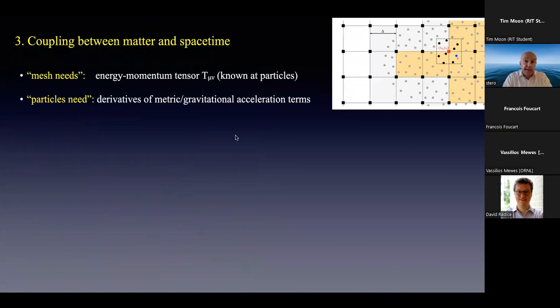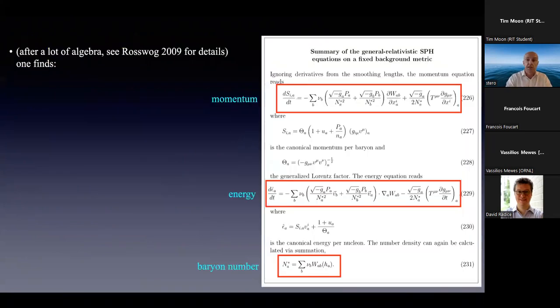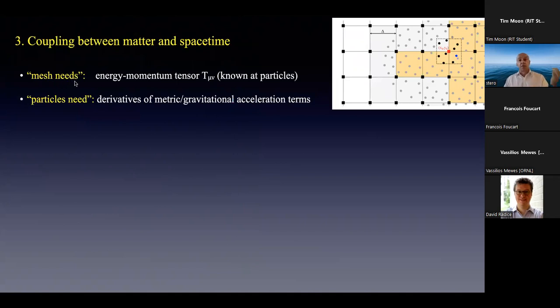Now we have to do, and this is the technically most complicated part, we have to do a coupling between the matter and the space-time. Maybe I can just briefly go back. Of course, if you want to evolve your momentum here, then you see here you have things like a density variable and you have pressures, but you also have the energy momentum tensor involved here, and you need derivatives of the metric. Same thing here for the energy equation. And that means what our mesh needs for the evolution is the energy momentum tensor, which is originally known on the particles, but what the particles need for their evolution is the information about the metric and the derivatives, because they enter in those acceleration terms.